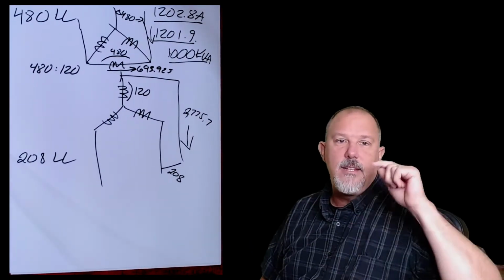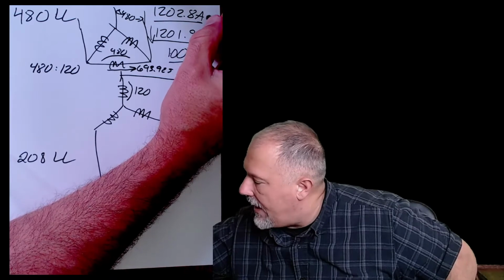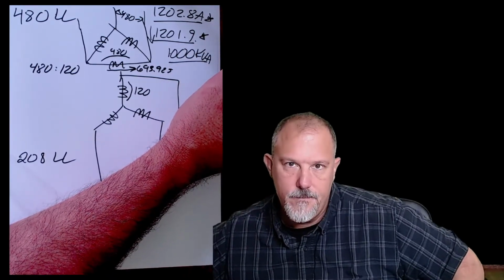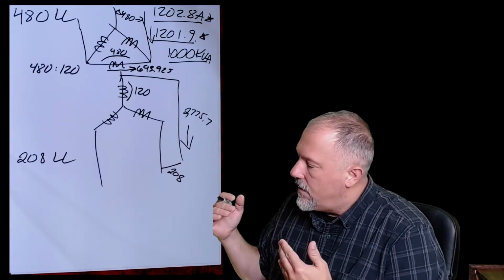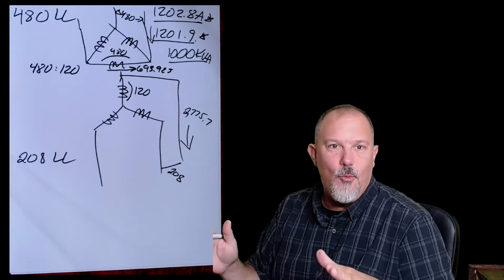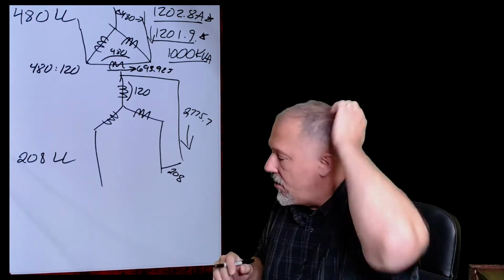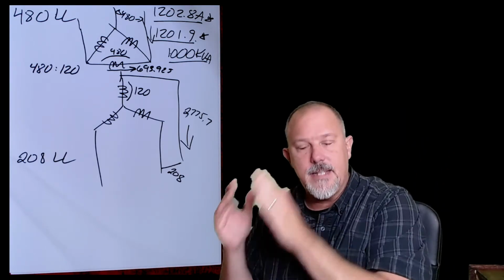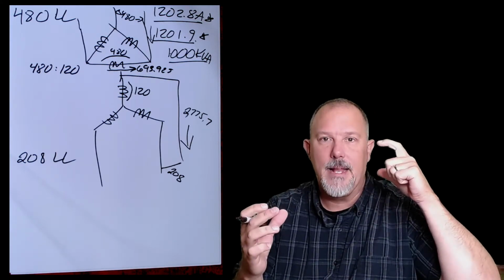1201.9. And I will say the difference between 1201.9 and 1202.8 is rounding error, because I'm doing more math. So if I just said it's 1202, and again, it's all rounding error. So that is why taking the secondary to primary, if you just take line-to-line volts by line-to-line volts.